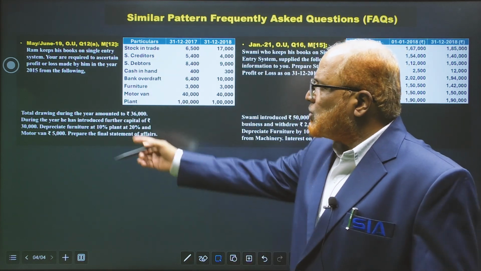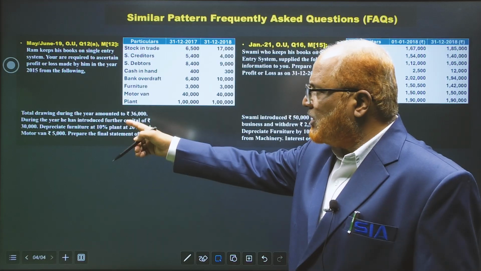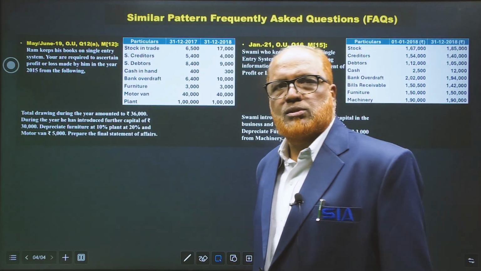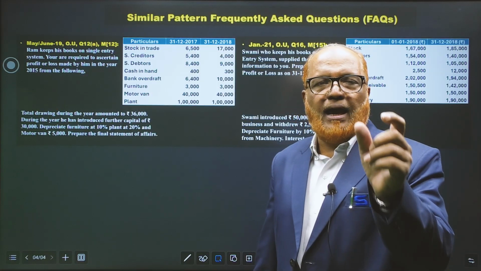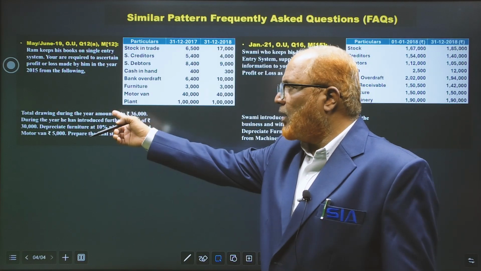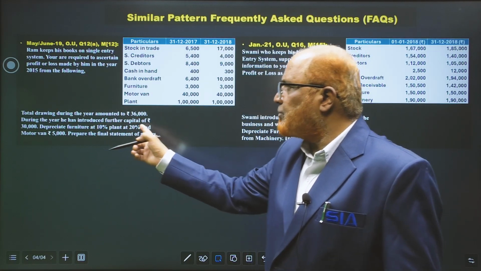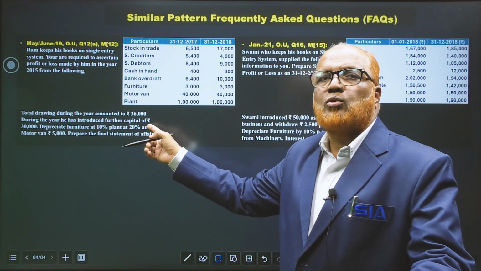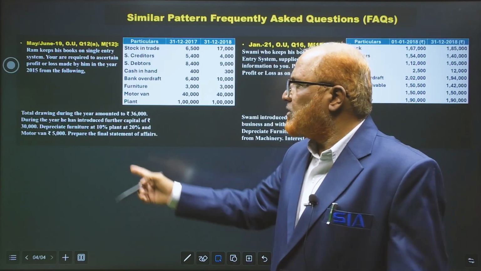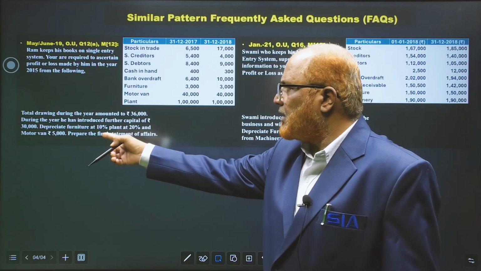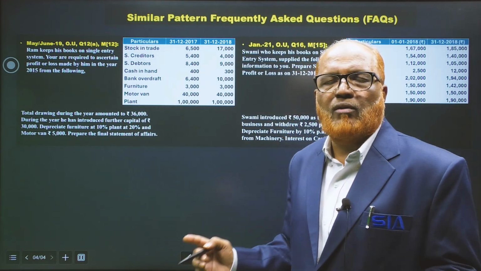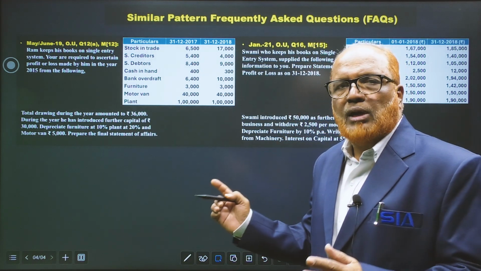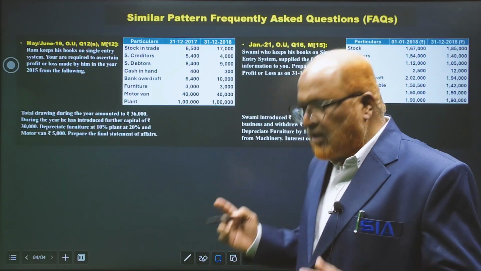Exactly the same. So here total drawings are given, 36,000. During the year introduced further capital 30,000. So while calculating profit for the year, take the capital at the end of the year. To that you add drawings and minus further capital introduced. Then you subtract opening capital. You'll get the profit. Depreciate furniture, plant and motor van. Prepare final statement of affairs. Exactly similar to what we have done just now. So you can practice these problems.